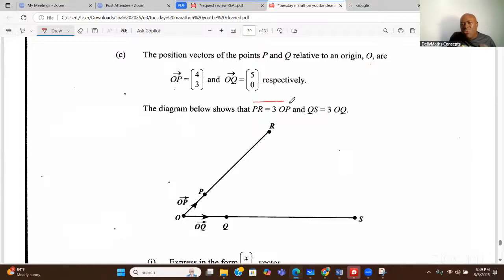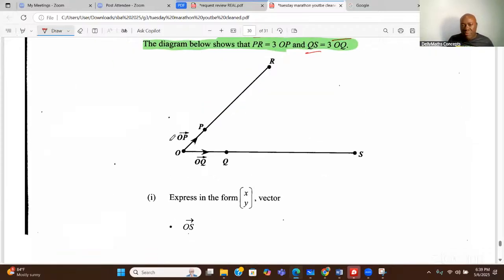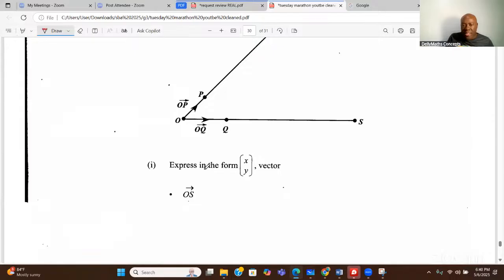Information given is so relevant to you going forward. QS is equal to 3 times OQ. So QS is equal to 3 times this piece right here. Not a problem. So we are taking note of this information because I strongly believe that sometime in the near future, we're going to have to come back to that to help us out. All right. Let us now just browse through to see exactly what it is that they want from us. The question says express in the form (x, y), which means to put your components here, all right?